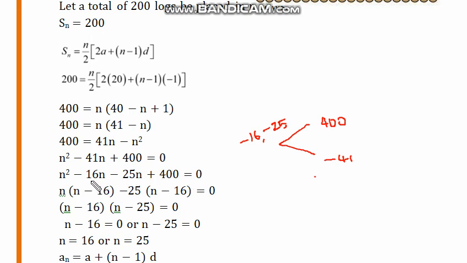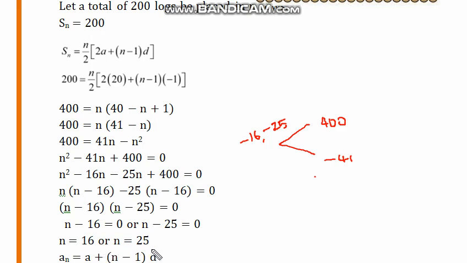Here n is common, then the remaining is n minus 16. Here the common factor is minus 25, so the remaining n, and minus into minus is plus, so minus 16 equal to 0. So n minus 16 is the common factor, then the remaining n minus 25 equal to 0. So n minus 16 equal to 0 or n minus 25 equal to 0. So what is the value of n? n equal to 16 or n equal to 25.